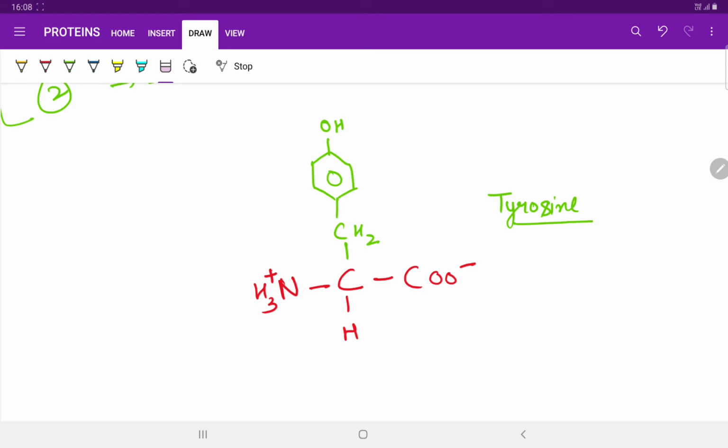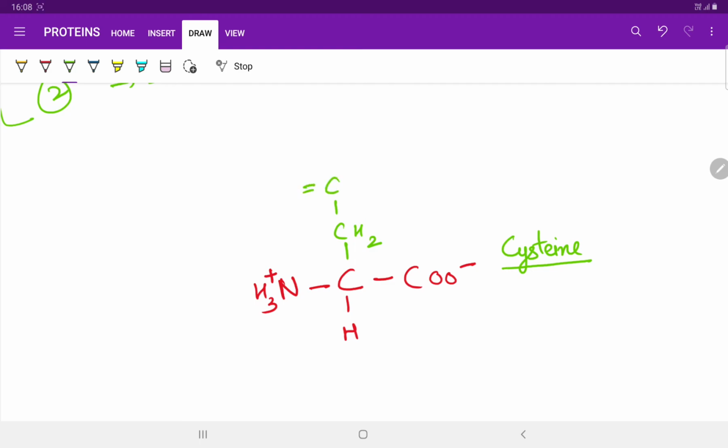Now we shall be drawing another sulfur containing amino acid. Just see here. To the structure of alanine, just add an SH group here. It becomes cysteine. You see, it becomes cysteine. And if we add an amide group instead of an SH group, it becomes asparagine. It becomes asparagine.